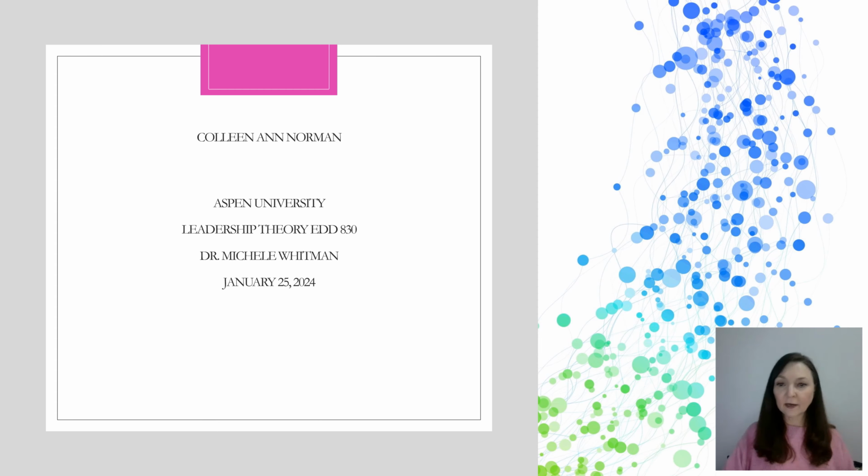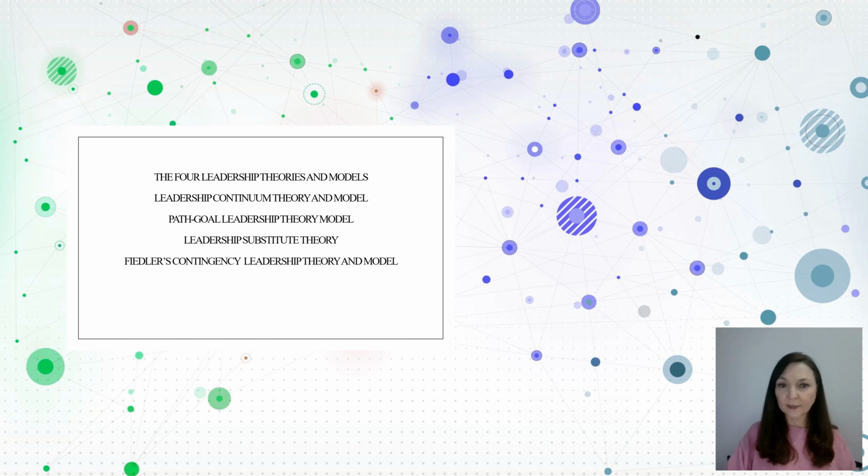Today, we are going to talk about the four leadership theories. The first one is the leadership continuum theory and model, the path goal leadership theory model, leadership substitute theory, and Fiedler's contingency leadership theory and model.